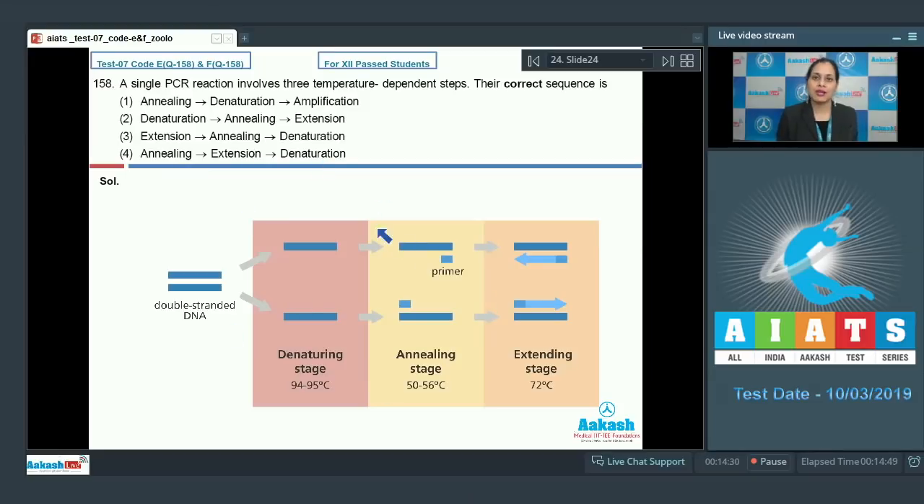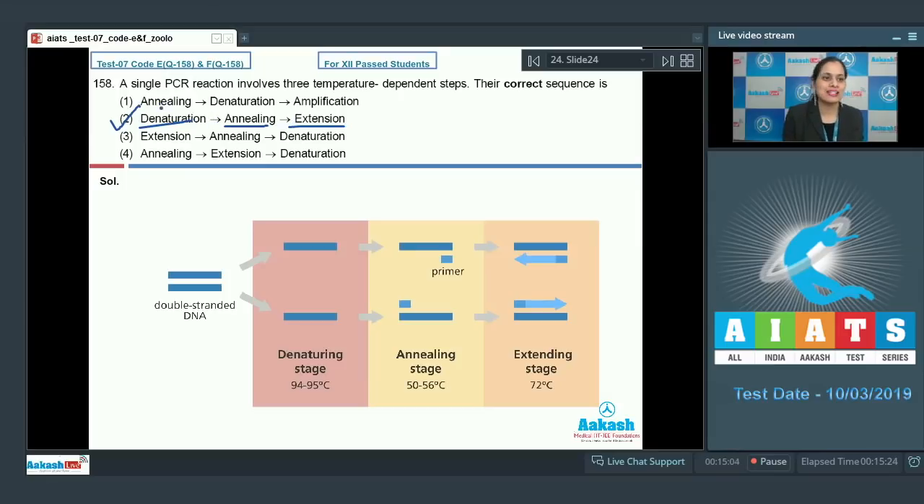And from this given diagrammatic representation of a PCR cycle, you can see that this double-stranded DNA is denatured first at the first step known as the denaturing stage, followed by the annealing stage at 50 to 56 degrees centigrade, followed by the extending stage. So the correct sequence would be denaturation, annealing and extension. So the correct answer to this question is option number 2, denaturation, annealing and extension. Let's discuss the rest of the options.